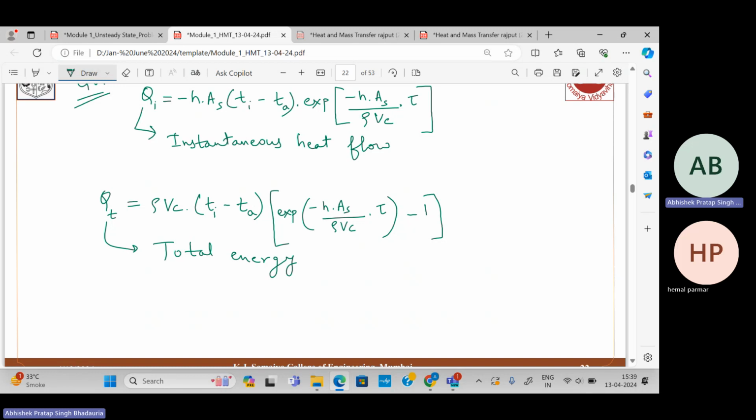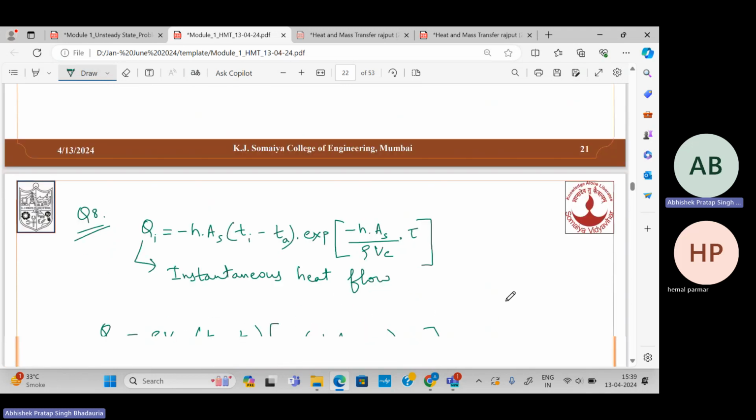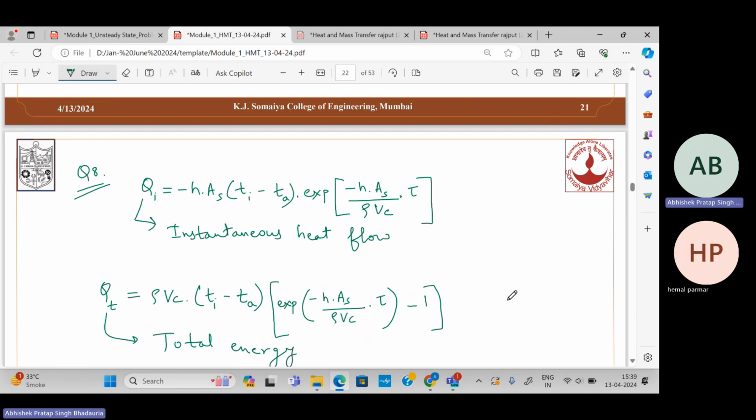So in this way, we have finished the problem set on unsteady state heat transfer. We have solved all 8 problems, and we have completed this problem set for module 1.4, unsteady state heat transfer. So this completes module 1.4, and this completes module 1 in all respects.